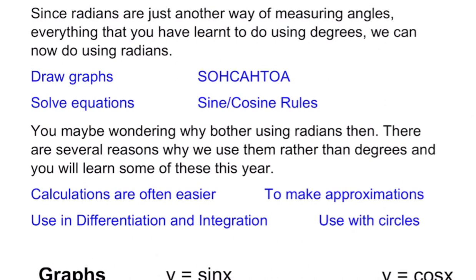So you might be wondering why we bother using radians at all. In mathematics, there are certain things that will not work in degrees. We use radians because sometimes it makes our calculations easier.